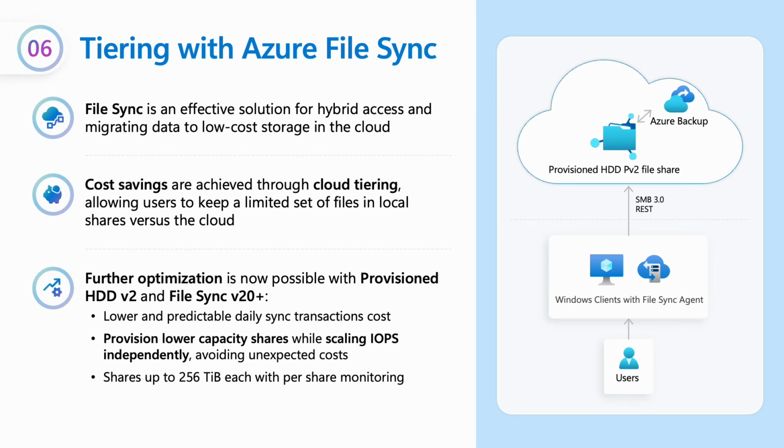Azure File Sync enables customers to migrate data to Azure Files or tier data to lower-cost storage in the cloud. With File Sync, you can now tier your data estate to Azure Files and keep a limited set of data on premises as a responsive local cache for branch offices. For hybrid file estates, pair File Sync with Provision HDD v2 to cut daily transaction costs. You can also optimize and scale up to 256 terabytes per share using per-share monitoring.